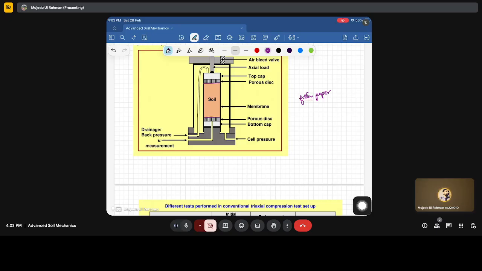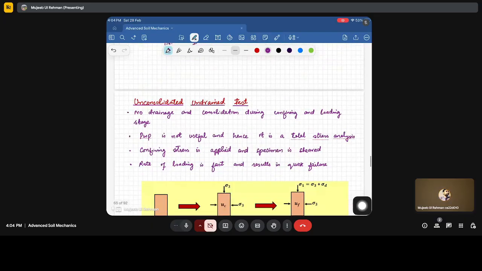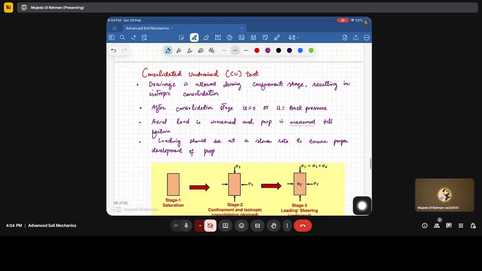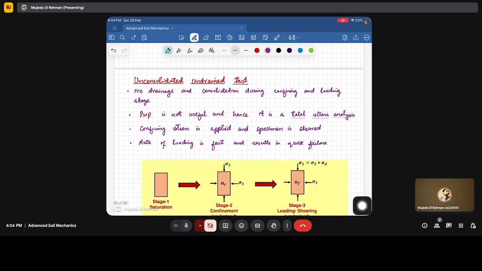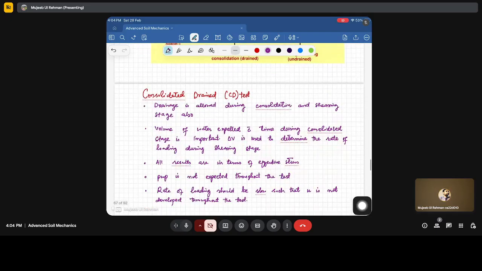So after this triaxial setup, we discussed the different tests that we can perform in the triaxial, and the names are: unconsolidated undrained, consolidated undrained, and consolidated drained. Unconsolidated undrained means there is no consolidation and the conditions prevail undrained during shearing, so there is no dissipation of water throughout the test. Consolidated undrained means dissipation during consolidation and no dissipation during undrained shearing. Consolidated drained means dissipation continuously throughout the shearing.